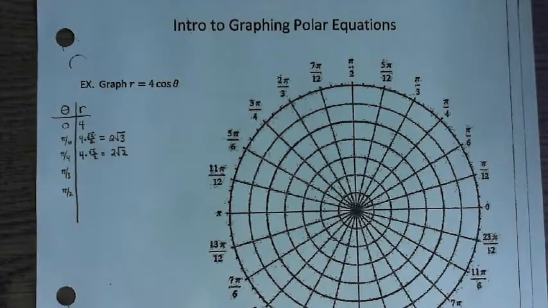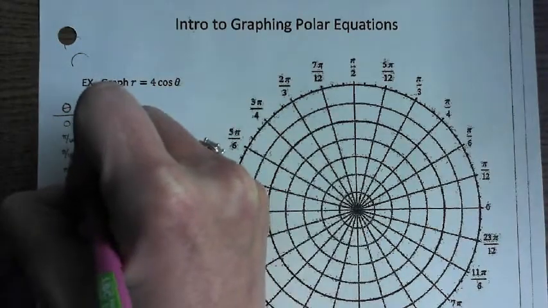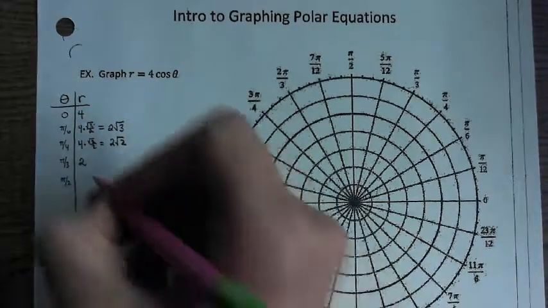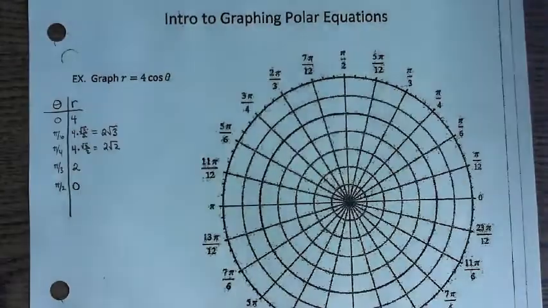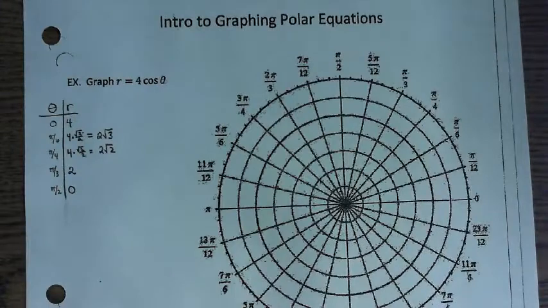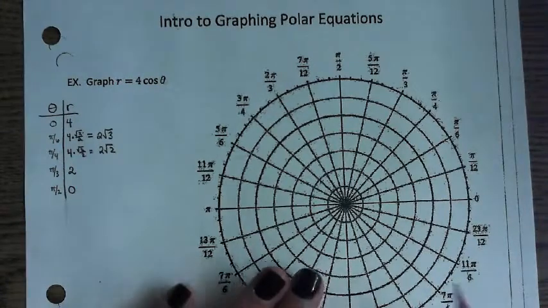What's the cosine of pi over 3? 1/2. 4 times a half is 2. And pi over 2, the cosine of pi over 2 is 0. 0 times 4 is 0. So these are the points with first quadrant thetas, and we will plot these.